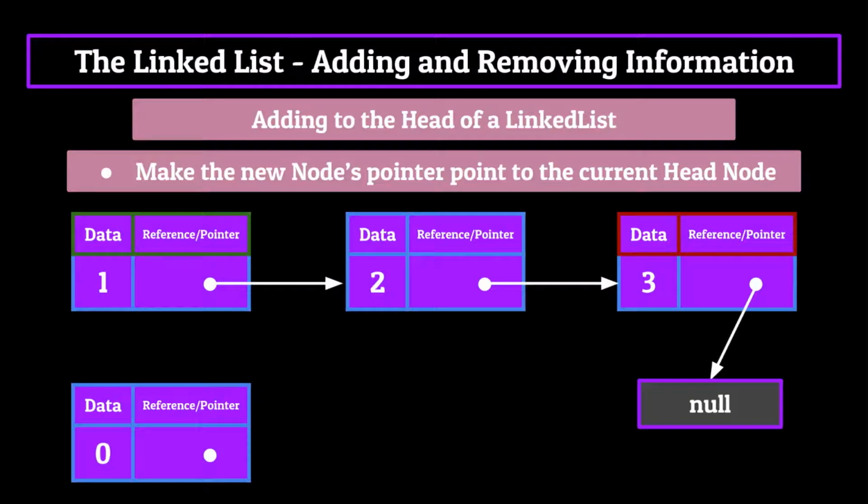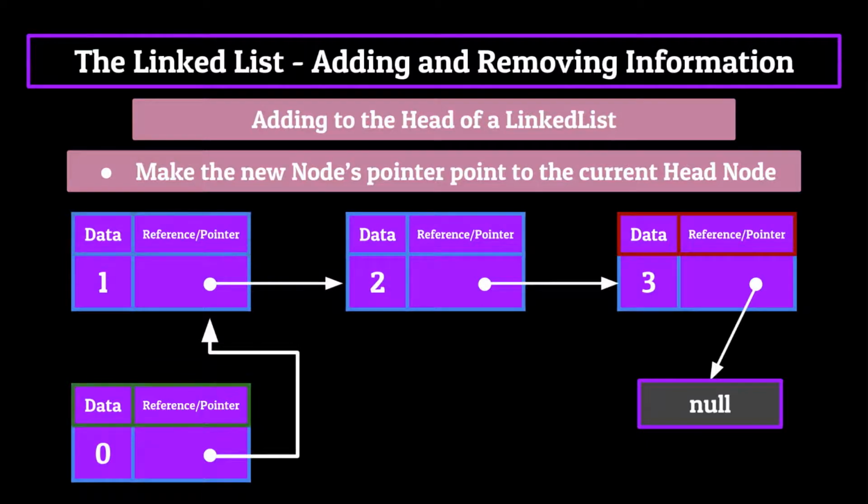Let's take a node with the integer 0 and set its pointer to be equal to the current head node. Now, you'll see that none of the other nodes have changed in the slightest. The only thing that has changed is that this new node with integer 0 is now the head node, and it points to the old head node.